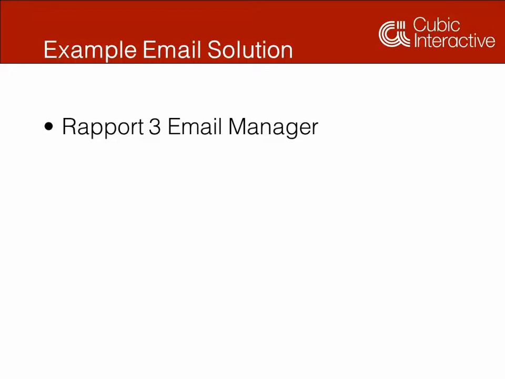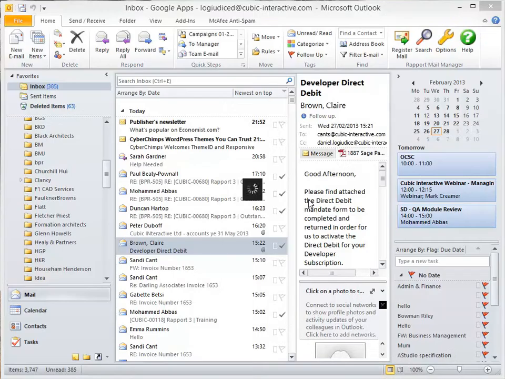Okay, so now we're going to look at an example solution with Rapport 3 Email Manager. Rapport 3 Mail Manager installs a series of icons within your Outlook. Okay, so here we can see how we can register email, search for email, and then there's an options area and a help area. So the first task we're going to complete is sending an email.